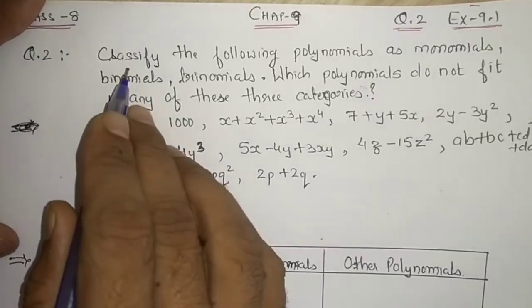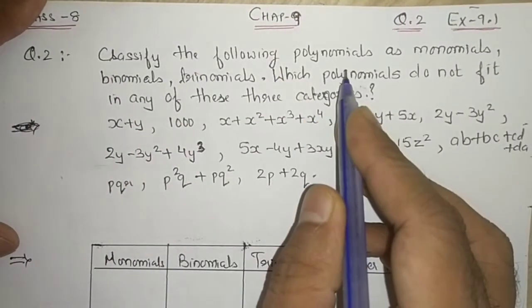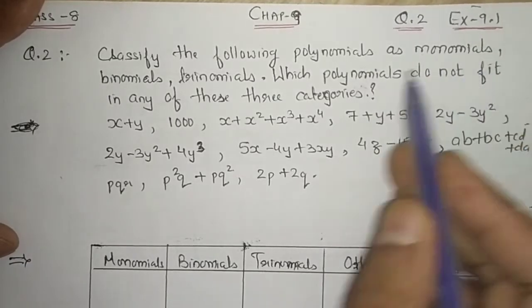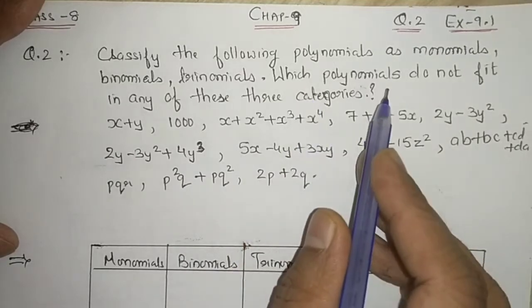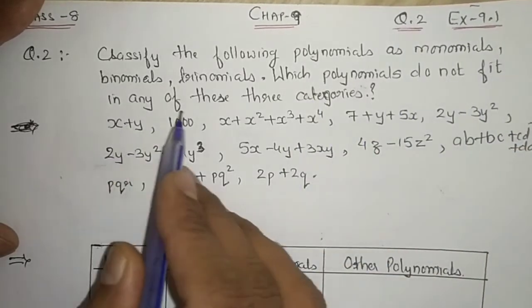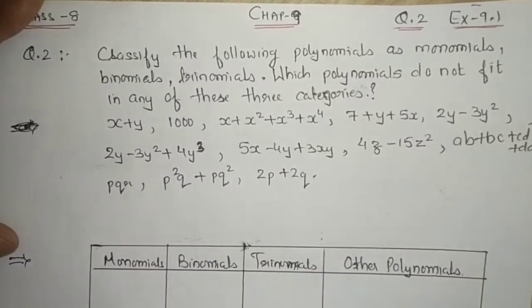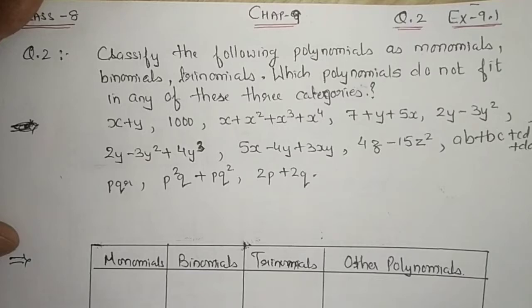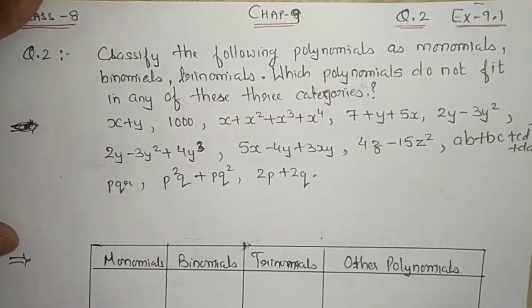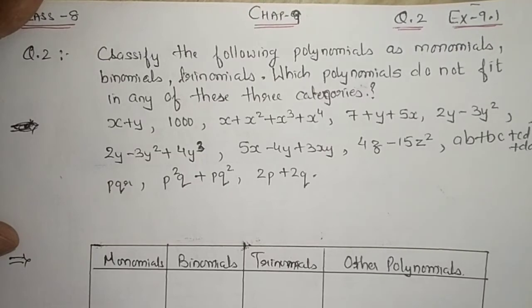Question number 2 says, classify the following polynomials as monomials, binomials, trinomials. Which polynomials do not fit in any of these three categories? They have given us different polynomials, different expressions. We have to classify them into monomial, binomial, trinomial, and whichever are not fitting in binomial, trinomial and monomial, we have to place them apart.